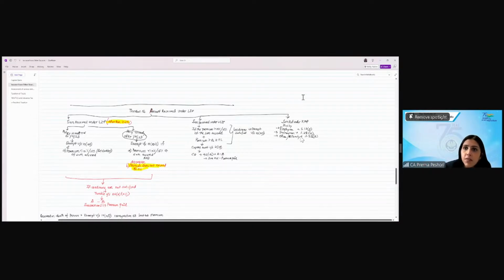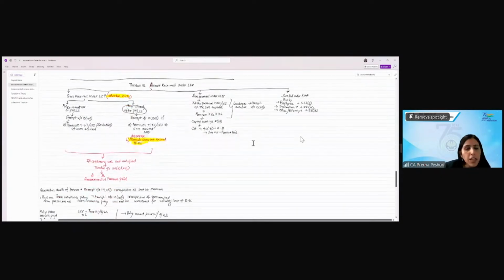And if it is sum received under KMP, Keyman Insurance Policy, if it is received by an employee, it is taxable as salary. If it is received by a businessman, 28.6. If it is others or family, 56(2)(x). Now, if the conditions are not satisfied for the LIC, then this will be taxable under 56(2)(13), and this will be the same: the sum received minus the premium paid.